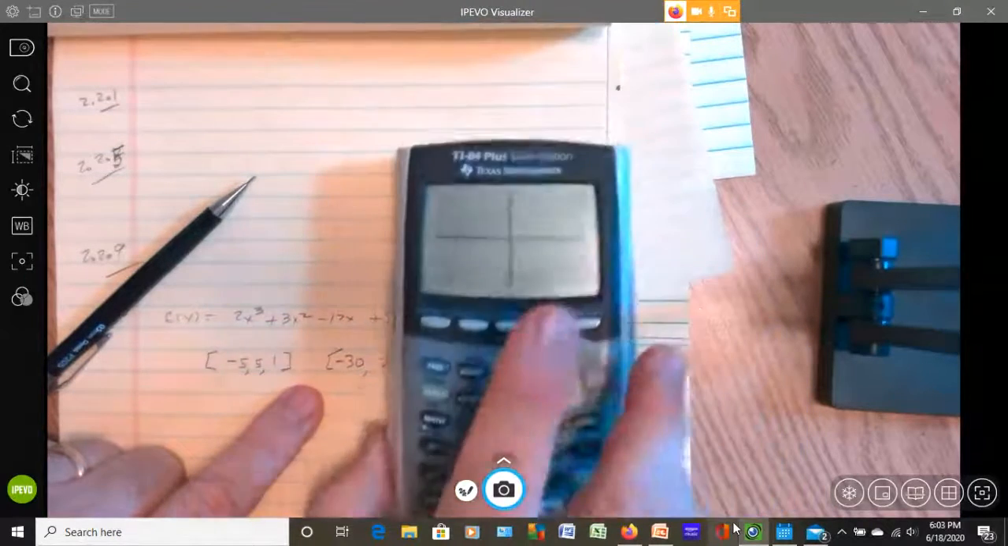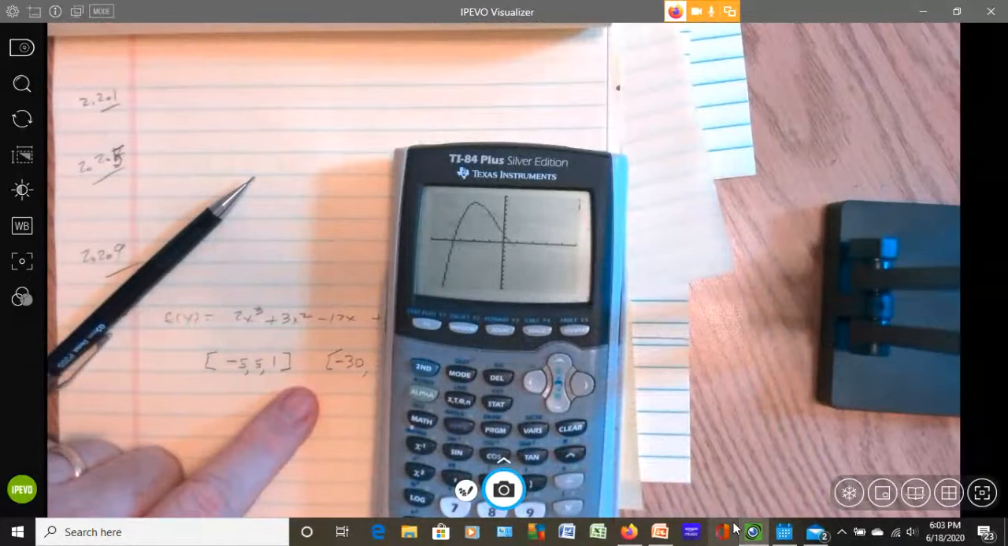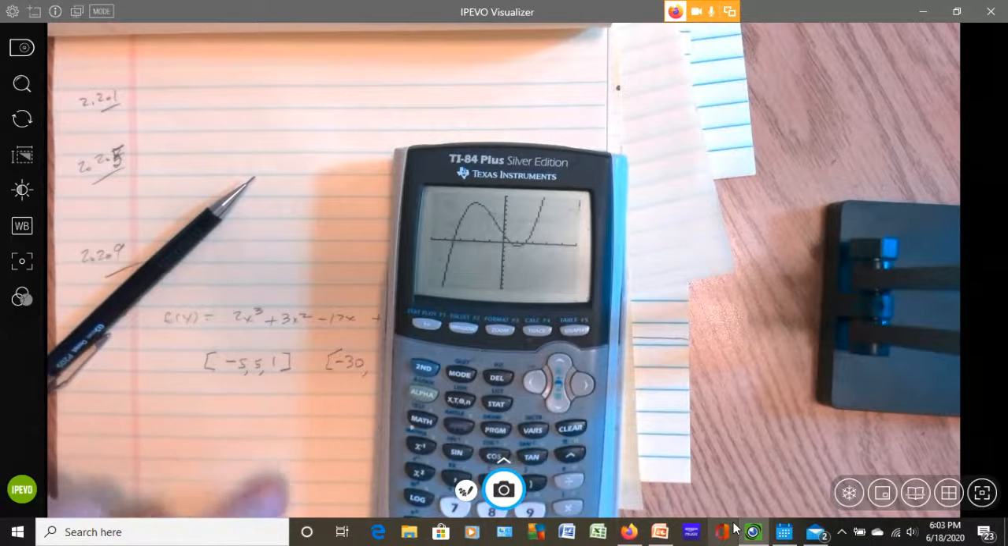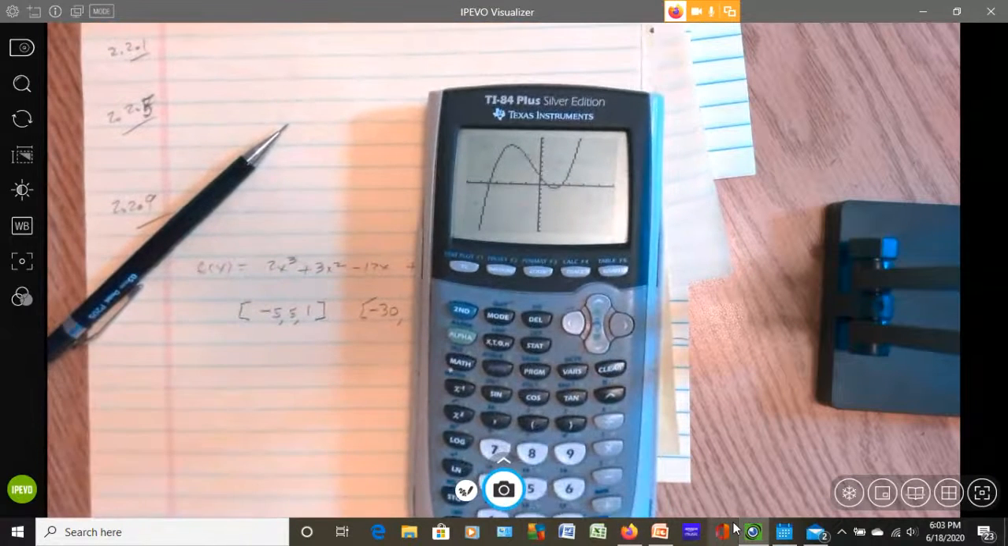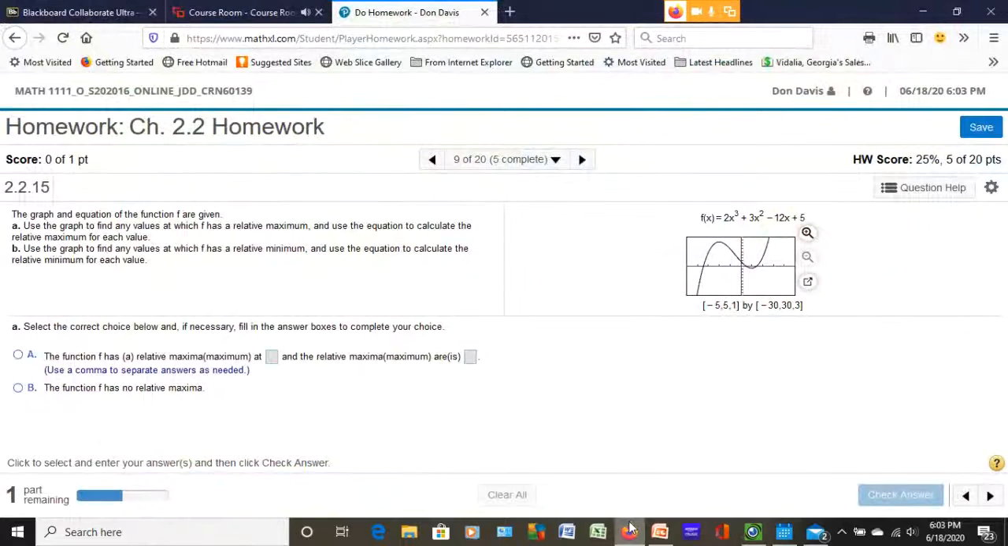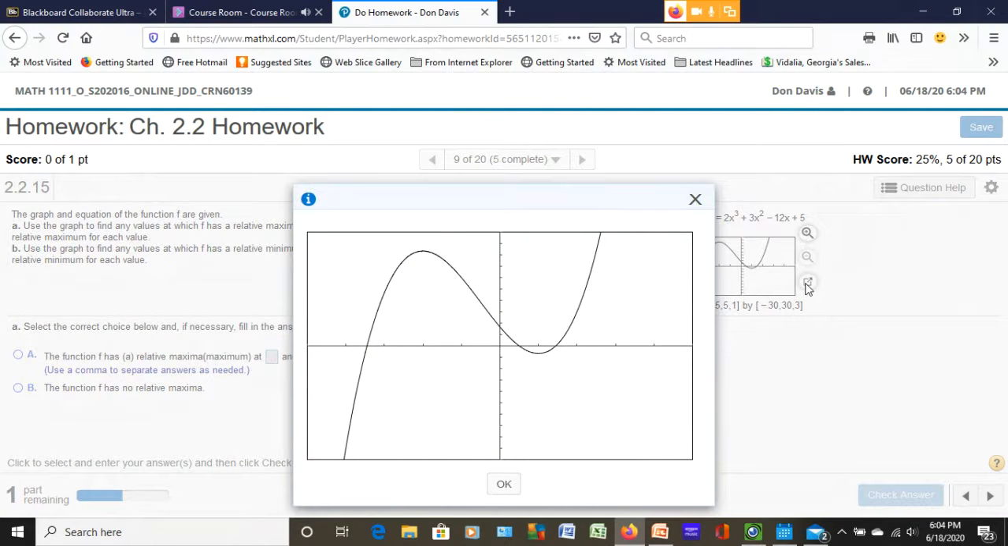Oh, this is going to be great. Oh man, that is just perfect. Look at what they have and look at what we have. It's perfect. So now, where are your relative maximums and minimums? Well, we can look at both places.